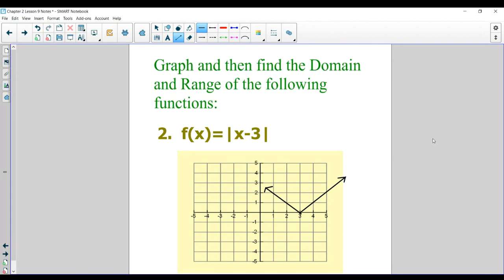Okay, so again on this one, your domain, left and right, goes left forever, goes right forever, nothing undefined in between. And this one never drops below 0 when you're looking up and down. So your range would be y is greater than or equal to 0.